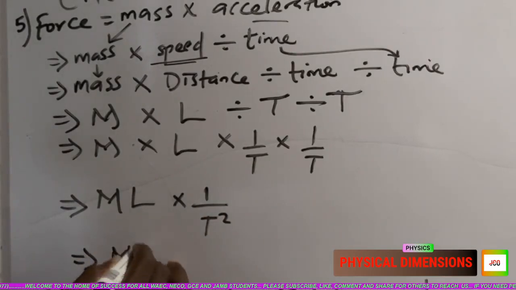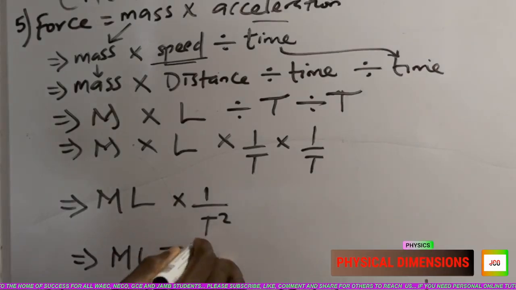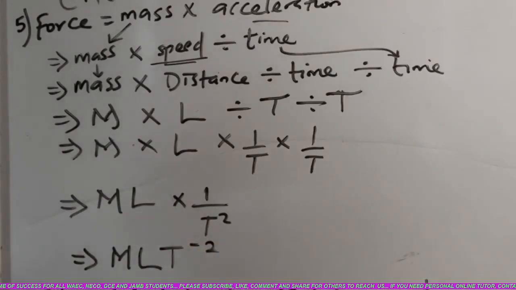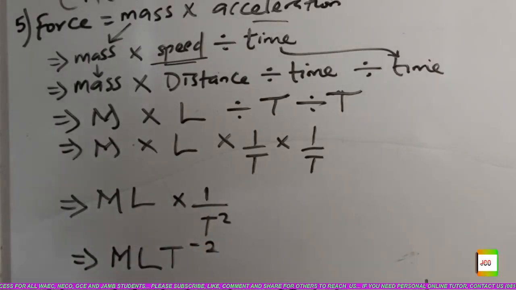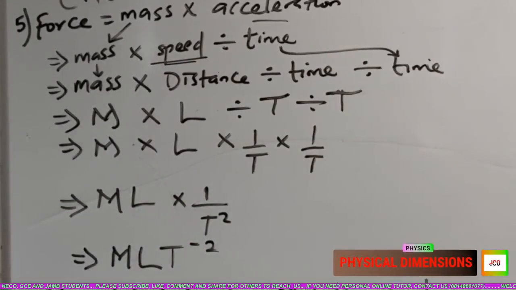I think we are done with this now. So we have ML, 1 over T square, from a negative index law becomes T raised to power minus 2. So this is the physical dimension for what? For force. That is the physical dimension for force.